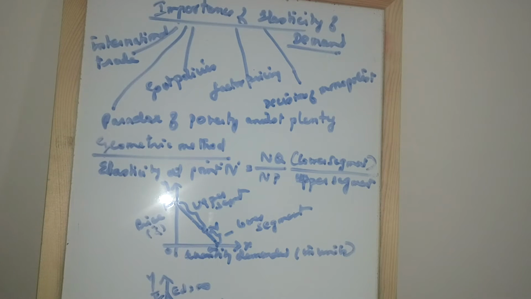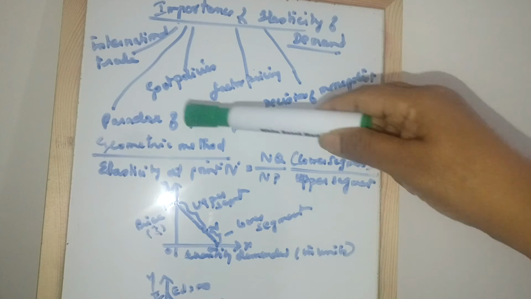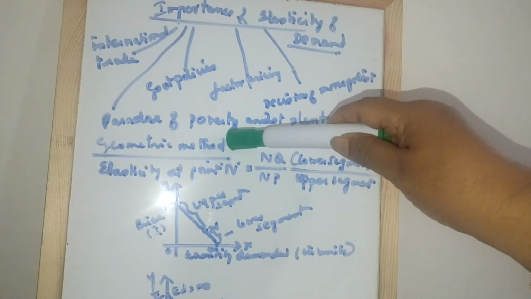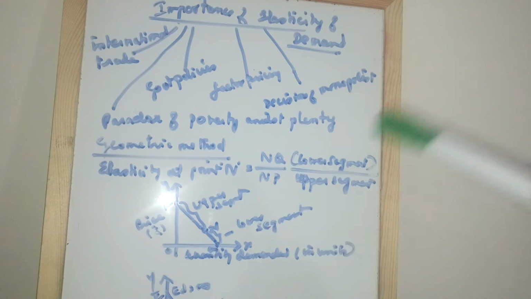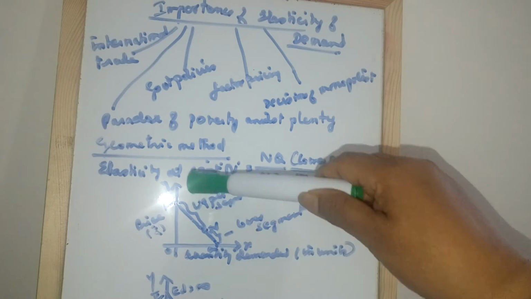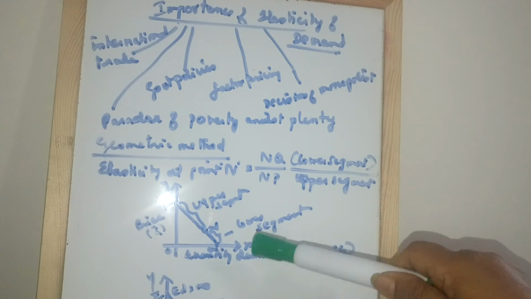So to study all this, it is very important to know the elasticity of demand of goods. And there are methods to calculate it. So this is the geometric method. Let us see how it is calculated.